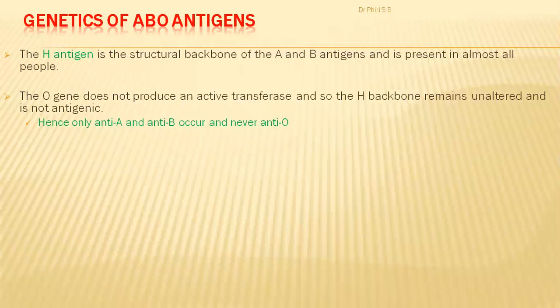For this reason, you'll find that there's only anti-A and anti-B, but there will never be anti-O. The antibodies that will be produced are either antibody A or antibody B. There will never be a point whereby somebody will produce anti-O. Why? It's because we said the H antigen does not stimulate the immune cells to produce antibodies against it. So you will never find O antibodies or anti-O.